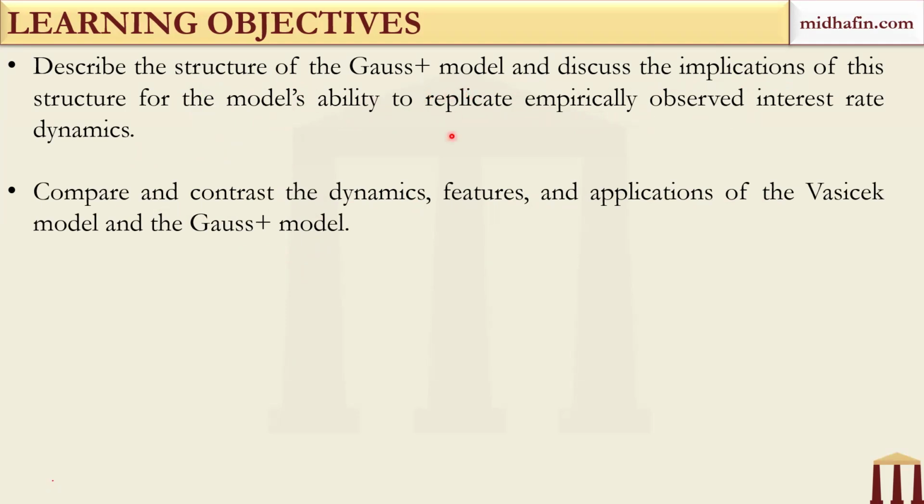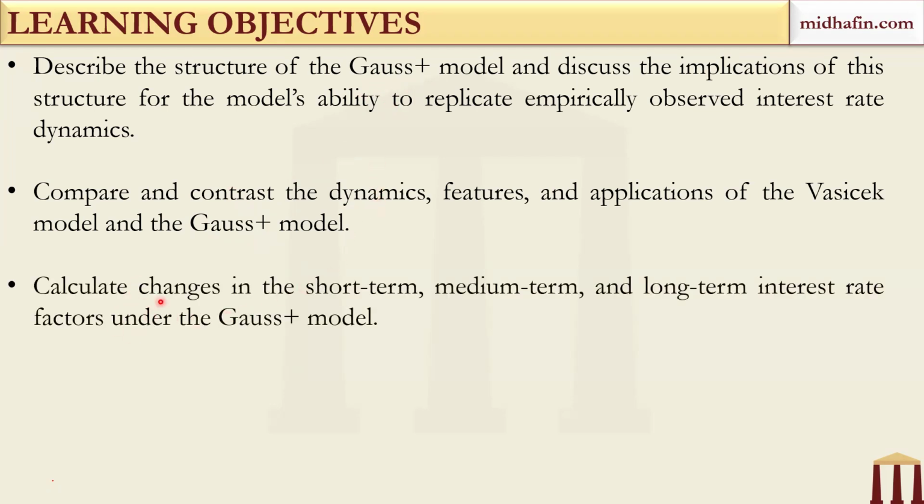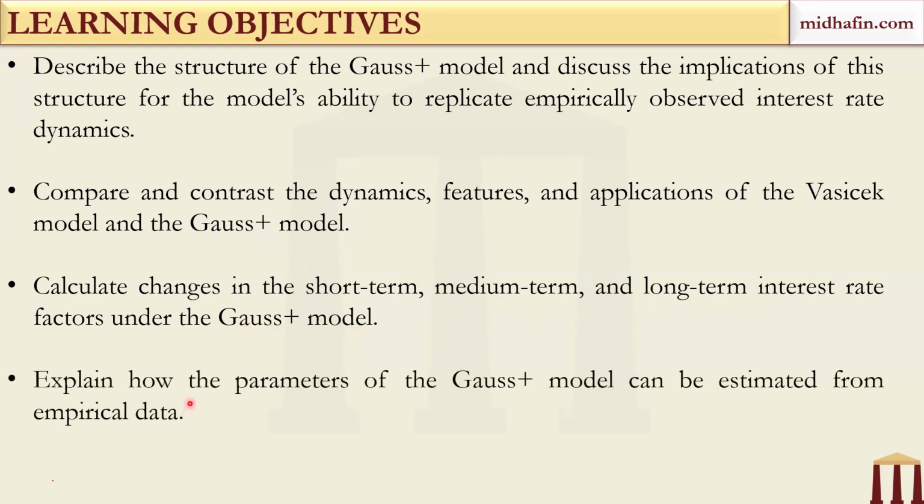But before that, since in the second learning objective we have to discuss the differences between Vasicek and Gauss Plus, before this first learning objective, we'll give a precursor to these learning objectives. So we'll reintroduce the structure of the Vasicek model, which we have done earlier also in the previous chapters. Then the third learning objective, calculate changes in the short term, medium term, and long term interest rate factors under the Gauss Plus model. And finally, the last learning objective of this chapter, explain how the parameters of the Gauss Plus model can be estimated from empirical data.